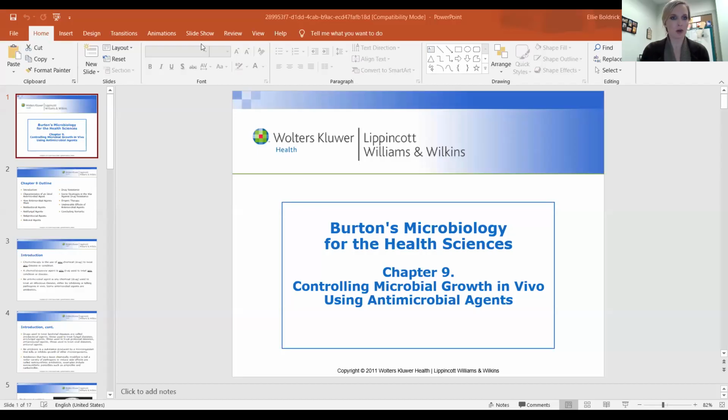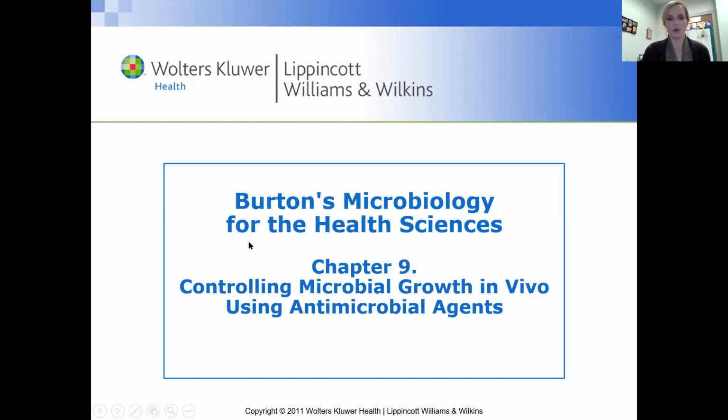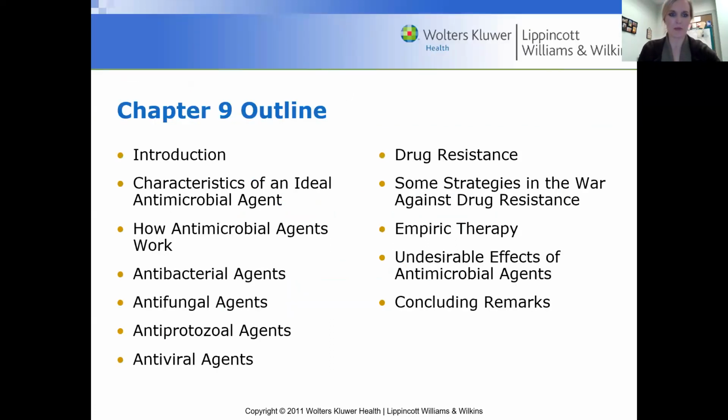Chapter 9, if you're following along in your textbook, it's chapter 9, no matter which edition of the book you have. So chapter 9: controlling microbial growth in vivo using antimicrobial agents. In this chapter, we want to take a look at the characteristics of an ideal antimicrobial agent, how they work, and then we'll break them down.